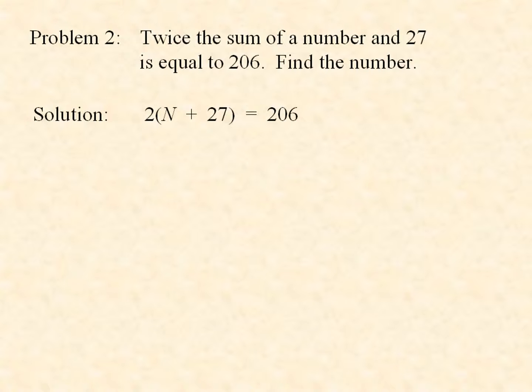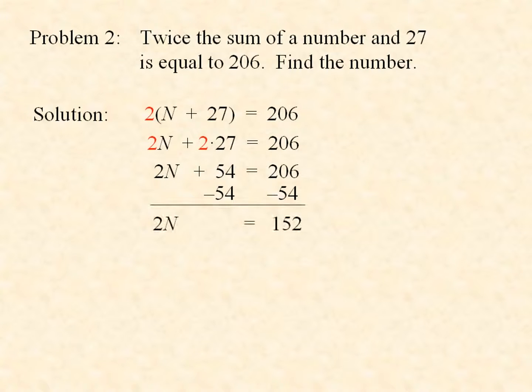Since there's parentheses in the equation and 2 out front of the parentheses, we need to distribute that 2 on the left. That gives us 2 times n plus 2 times 27 equals 206. And that simplifies to 2n plus 54 equals 206. Now we get n by itself. We subtract the 54 first. And that leaves us 2n is 152. And we divide by 2, getting n equals 76. So the number must be 76.